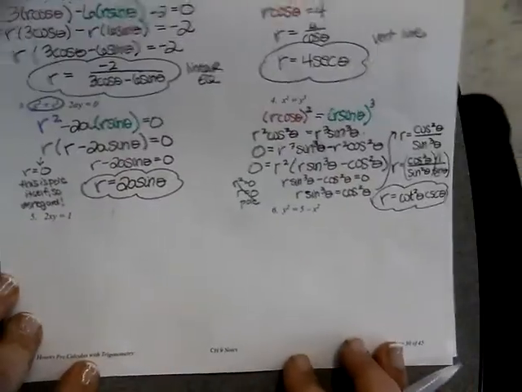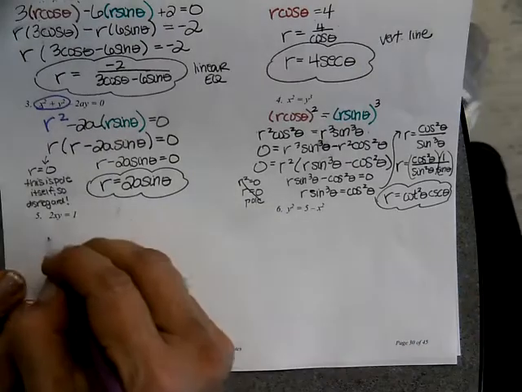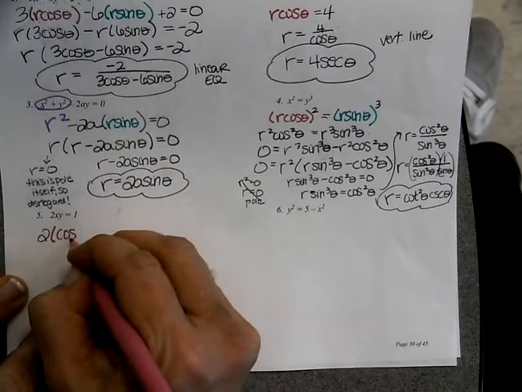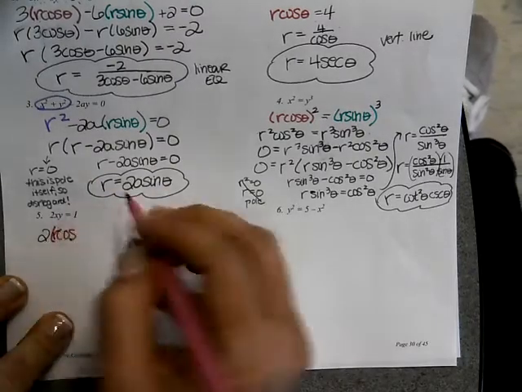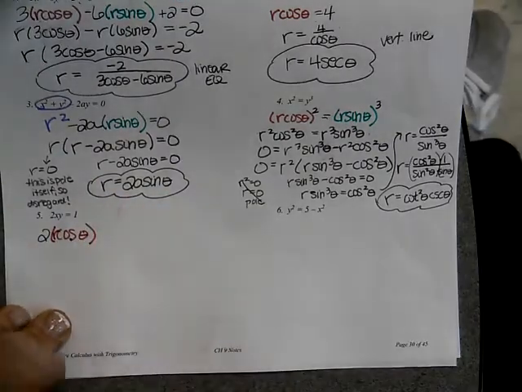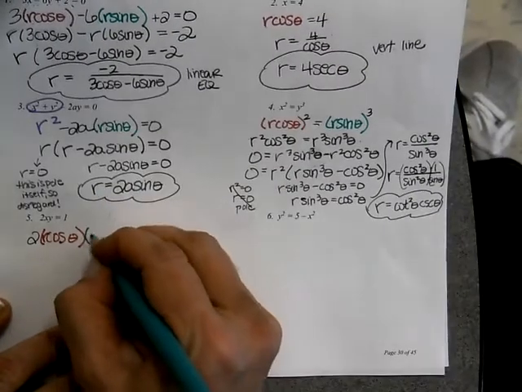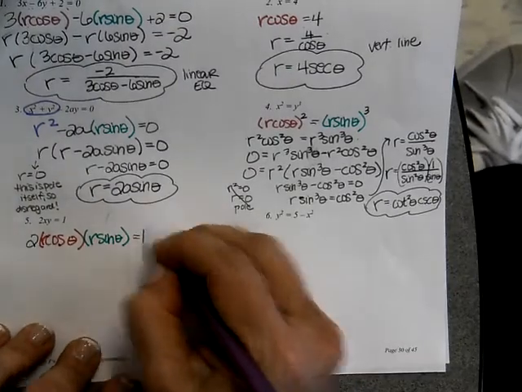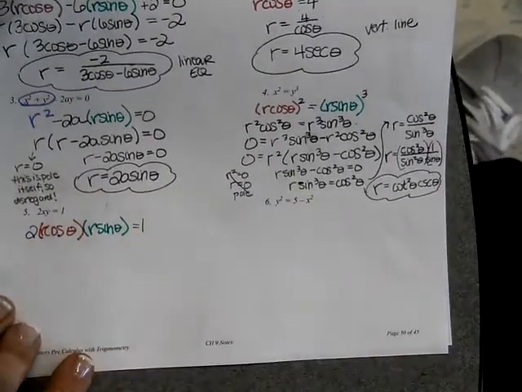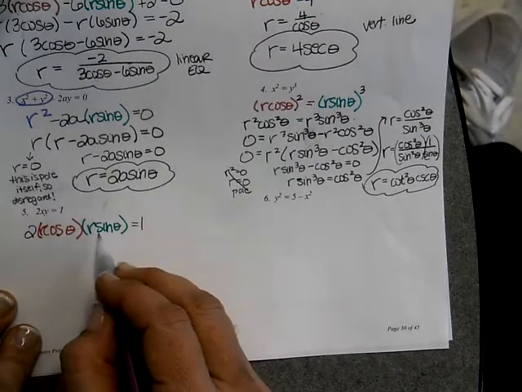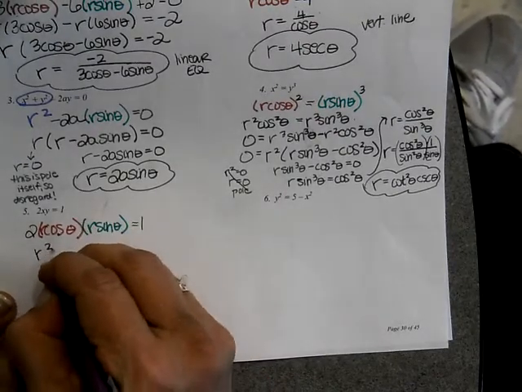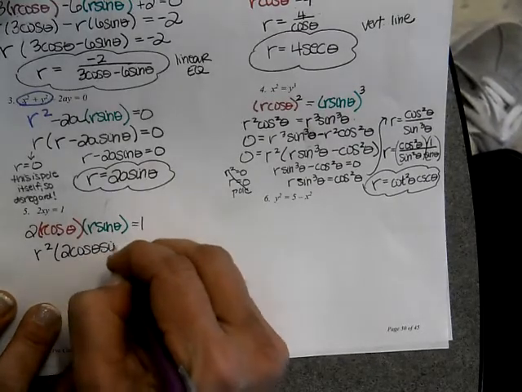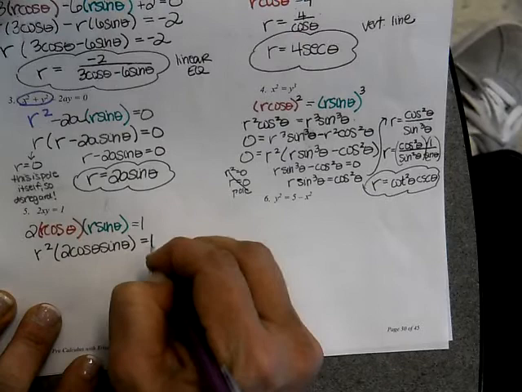All right, let's go on to number 5. Number 4, I think, was the hardest one. So number 5, we have 2 times xy. Oops, I forgot the r. So I'm going to have 2 times r cosine theta times r sine theta, and then equals 1. Notice I have r times r, which is r squared. And then here I have 2 cosine theta sine theta equals 1.